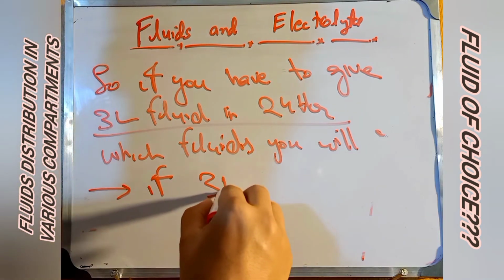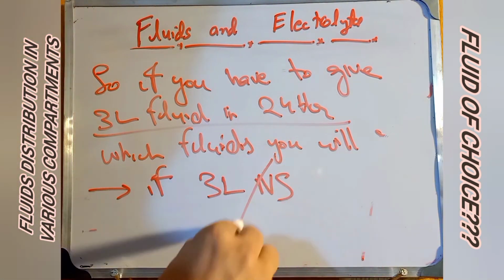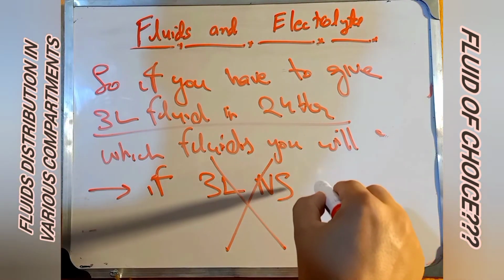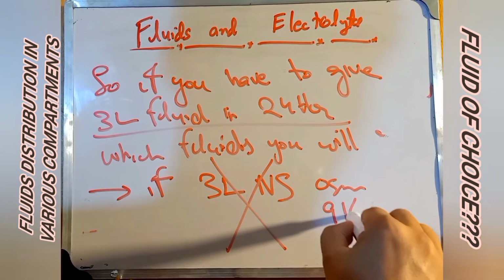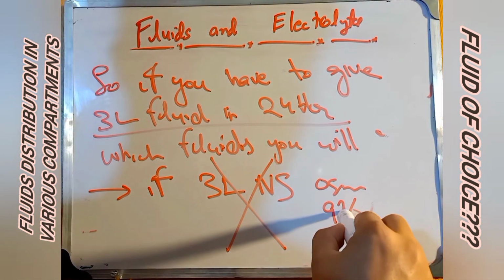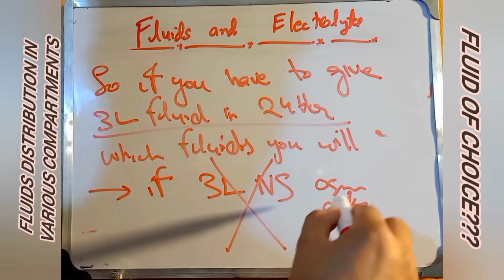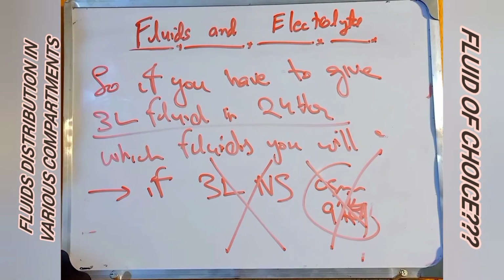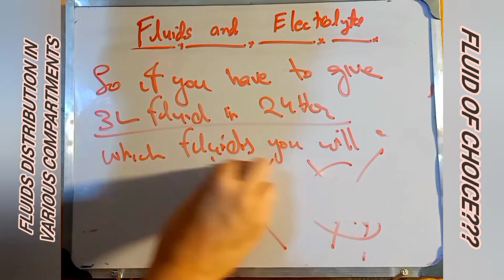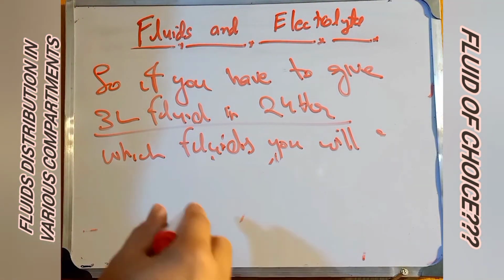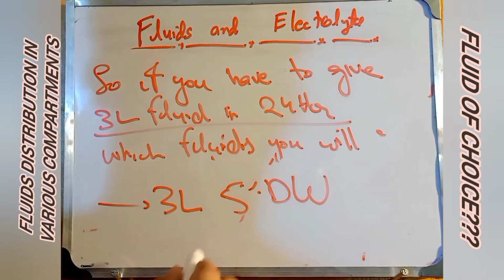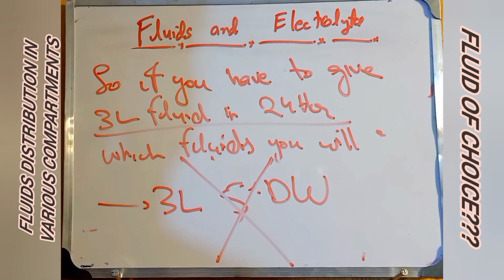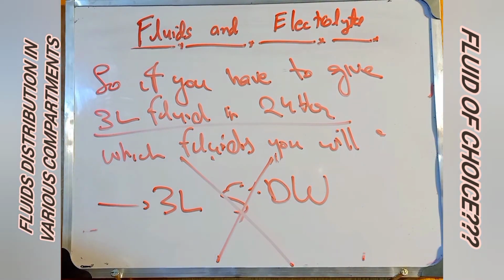And if somebody wants to give 3 liters of normal saline as a maintenance fluid, you will not give this. It will become hyperosmolar. So it's not logical. You must take all the precautionary measures while giving fluid, so that a patient does not go into fluid overload or fluid deficit. 3 liters of 5% dextrose water, you will not give this, because it does not contain sodium and osmolarity will not be maintained.